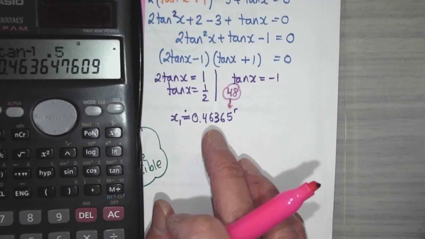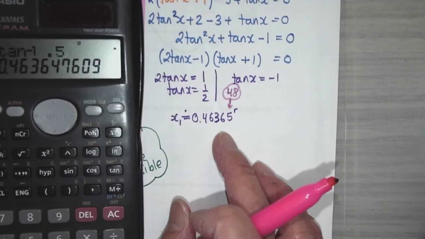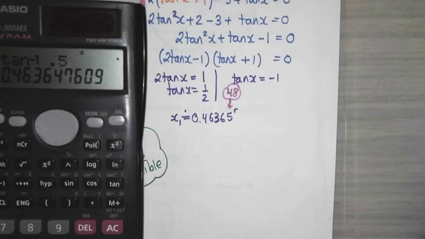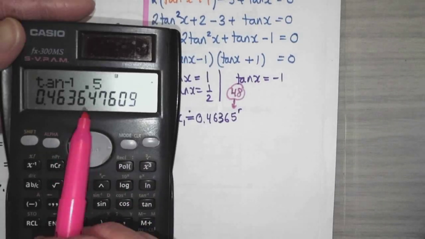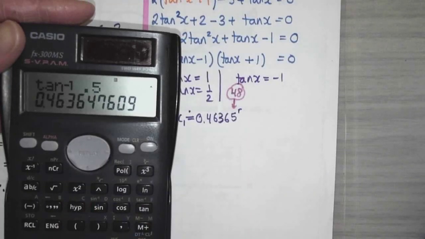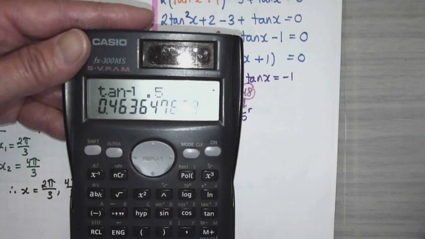I've seen students with the tan of 1/2, and I'm like, what's happening? Because they rounded it once, twice, and now you're off. Okay, so that's where double rounding comes into not good play. Because that goes to 5, and then you go 5 is 7, and it's not. It's 0.4636.